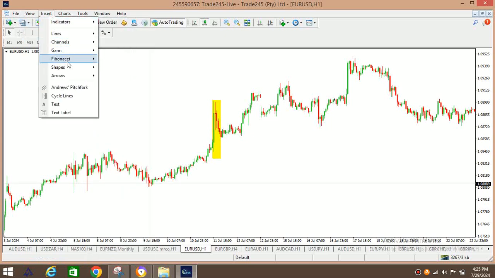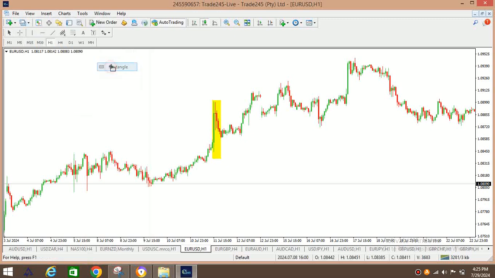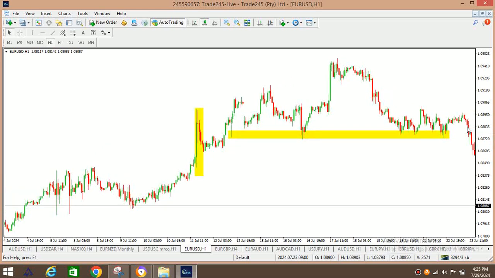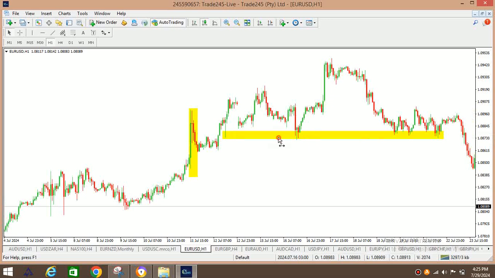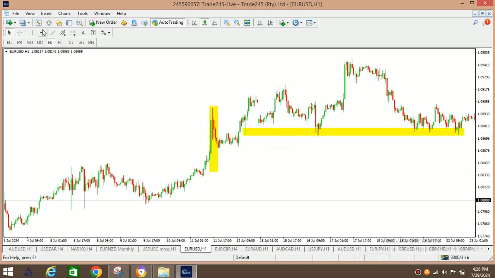You see it started rejecting. So me knowing that this price is very important, this is a very important price.